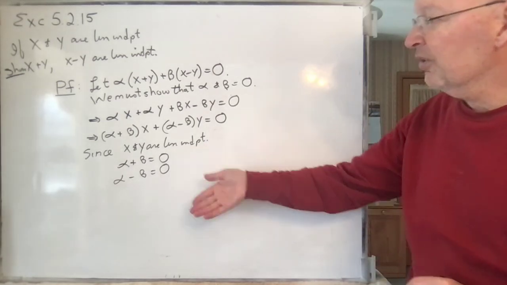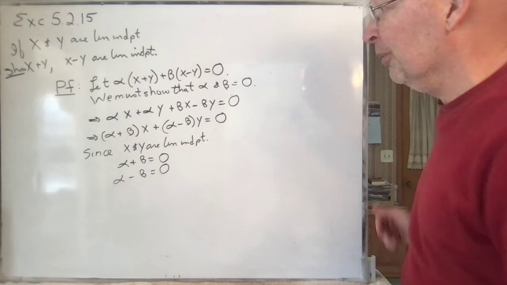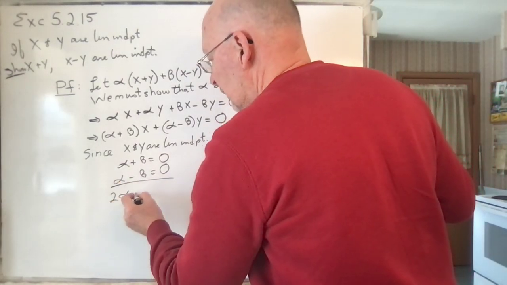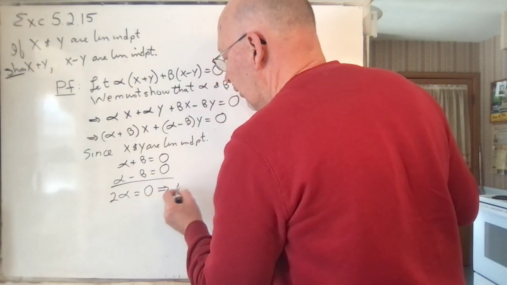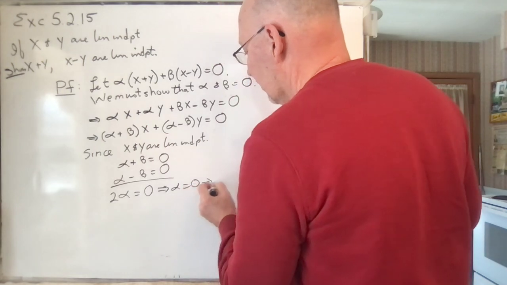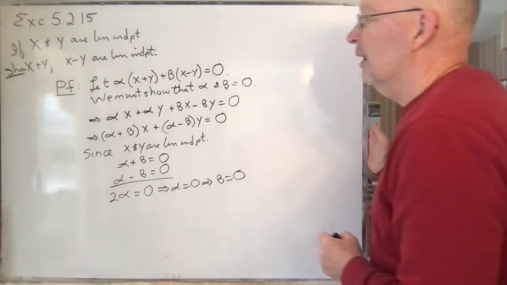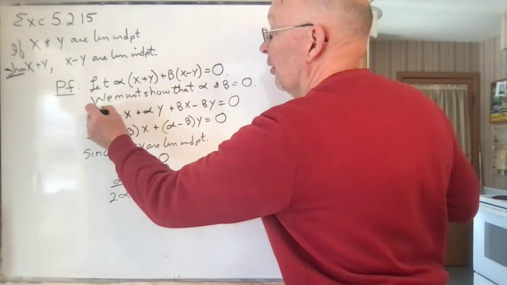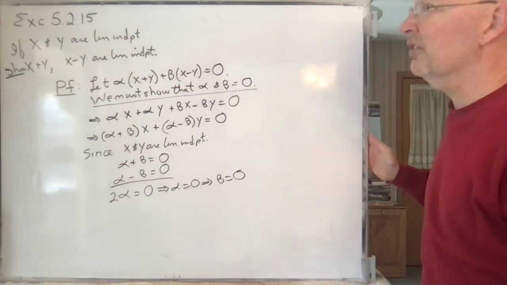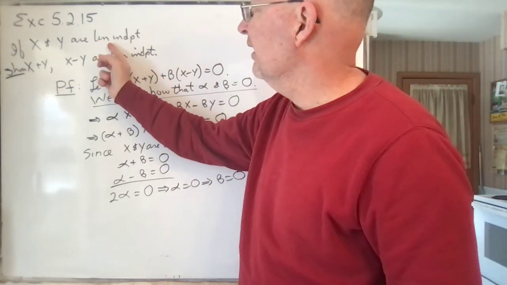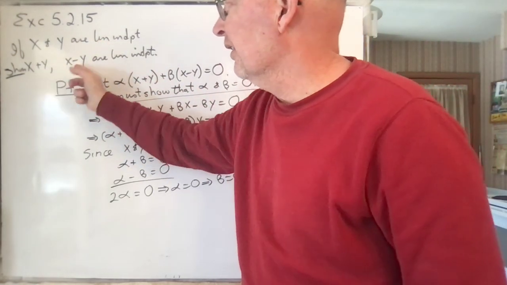But now I can make use of just what I know from algebra. If these two are 0, I can add these together and get 2 alpha is equal to 0, and that implies that alpha is 0. And once I have that alpha is 0, that implies that beta is 0. So boom, I did it. I just showed that both alpha and beta have to be 0, and that's what we had to show. So there you go. We just proved that if x and y are linearly independent, then these two vectors are linearly independent.